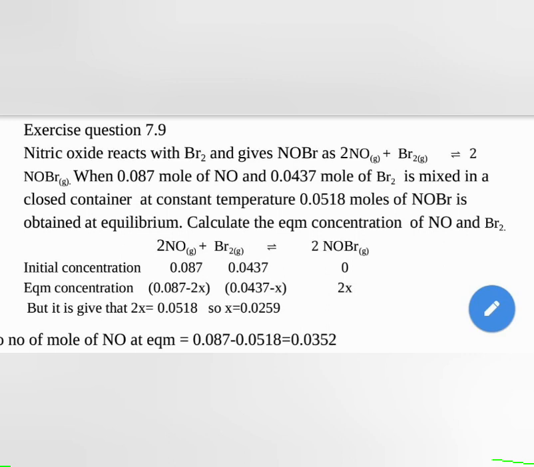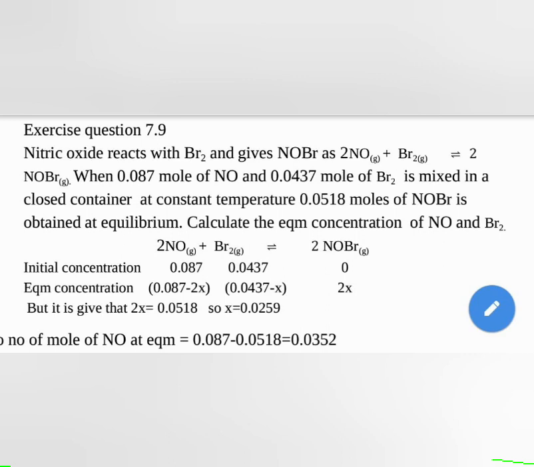They clearly mentioned that the reaction is in equilibrium. So that you'll also have to note down. At equilibrium, the value of NOBr is given, that will be equal to 2x itself. So it is given that 2x is equal to 0.0518. So x can be calculated.